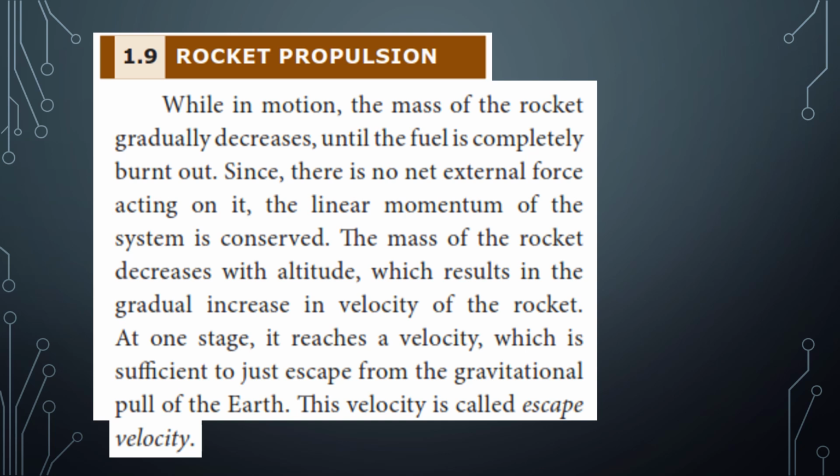The mass of the rocket decreases with altitude, which results in a gradual increase in the velocity of the rocket. At one stage, it reaches a velocity which is sufficient to just escape from the gravitational pull of the Earth. This velocity is called escape velocity.